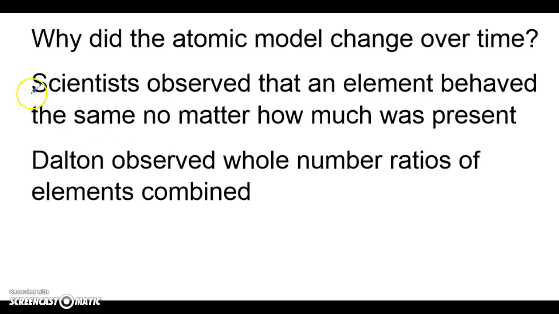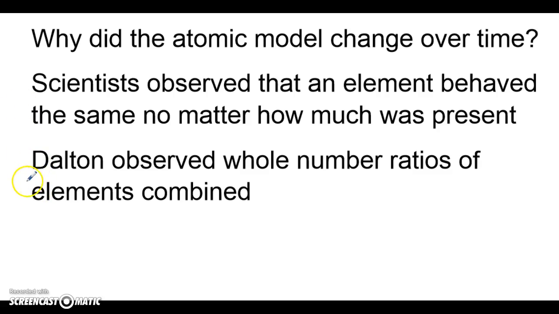Initially, scientists just noticed that no matter how much of an element, for example, no matter how much gold you had, that gold behaved the same. It would be just as shiny and the same density and the same color and the same malleability. So it had the same properties whether you had twice as much gold or half the amount of gold. It was just like it was made of these identical pieces.